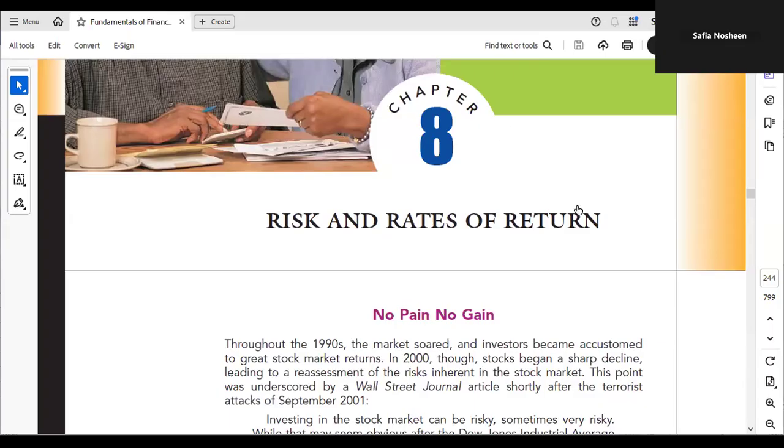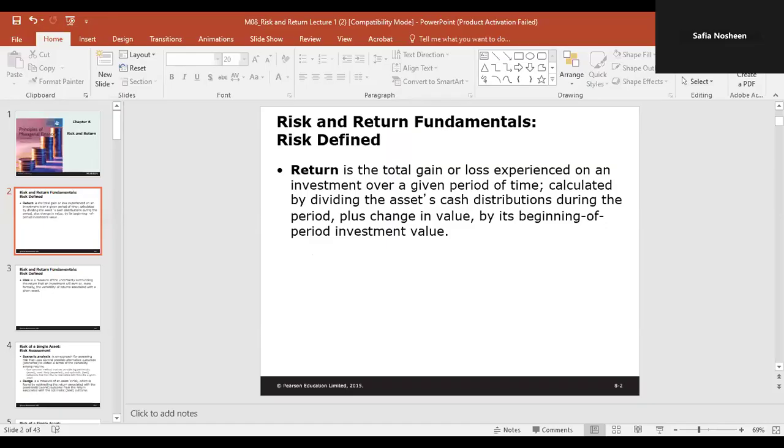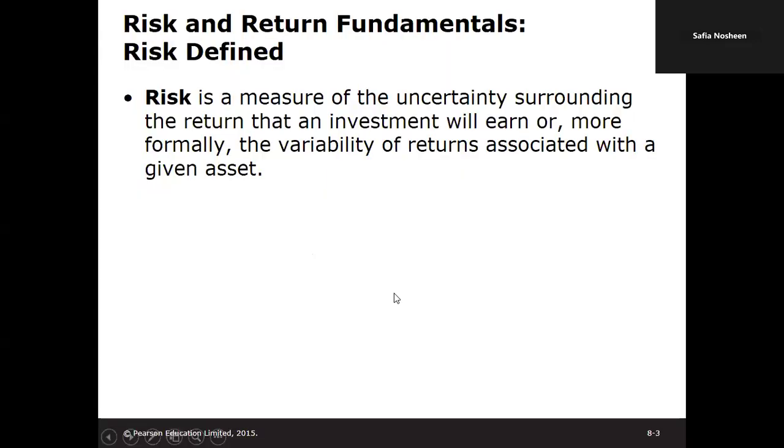Bismillahirrahmanirrahim. In this video, we are going to talk about the definition and the calculation of risk. In our previous video, we discussed the concept of returns, and in this video, we will discuss the risk concept. So, risk is the variability around the returns.